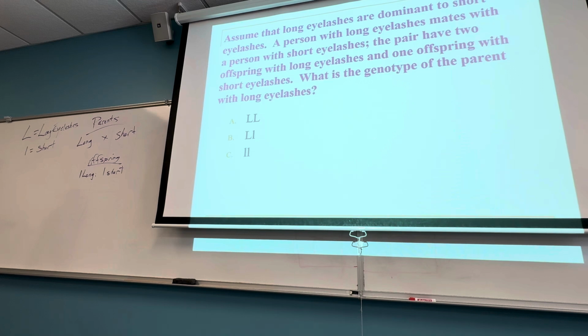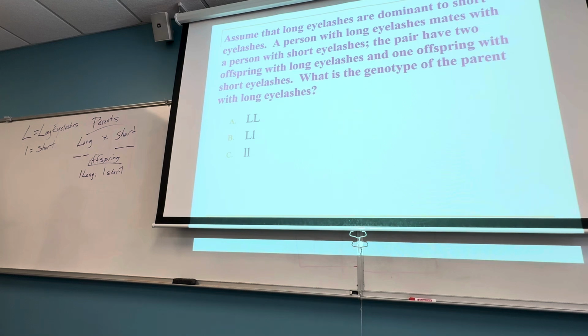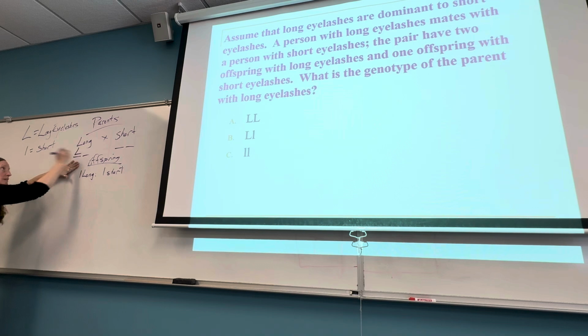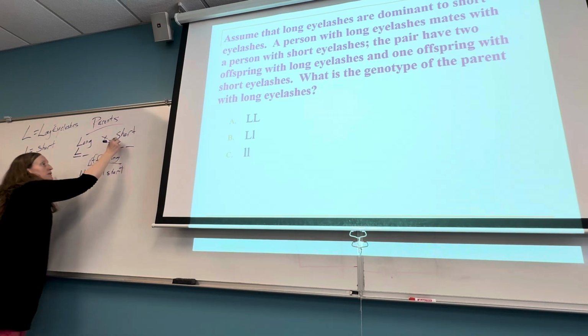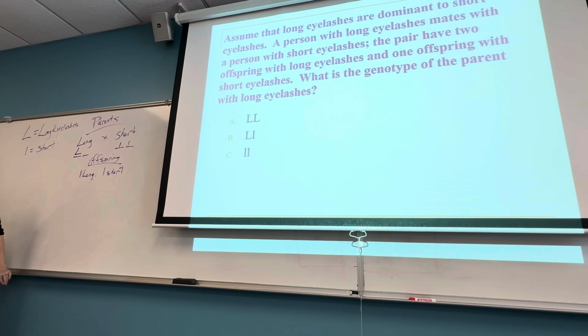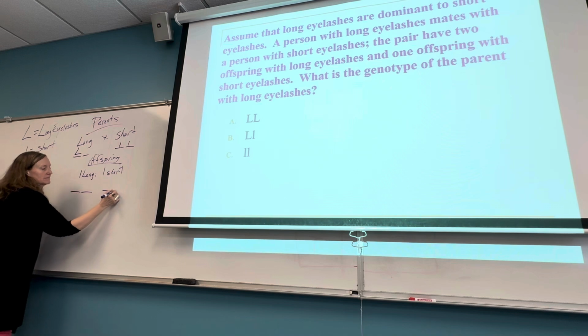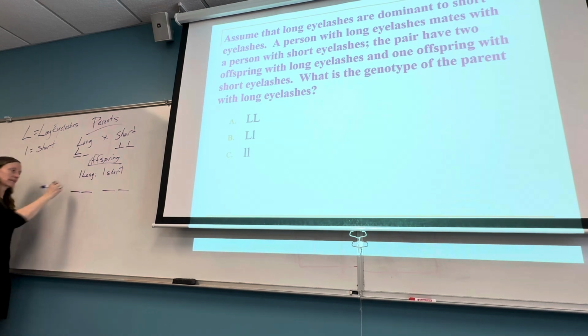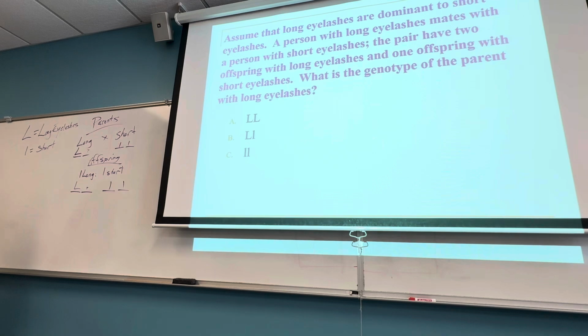Now, I'm going to figure out what I at least know minimally for the parents. So the parent with the long eyelashes has to have a capital L with something else. And the parent with the short eyelashes has to be two little L's. My offspring, long eyelashes, at least a capital L with something. And our short eyelash offspring has to be little l, little l.